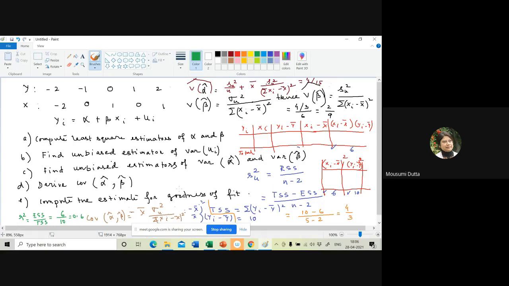Next question, question number G. Derive the confidence intervals for alpha hat and beta hat with 95% confidence limit.